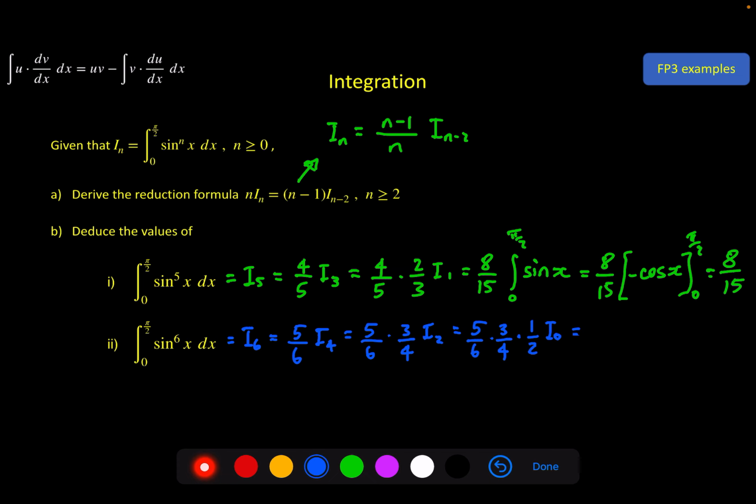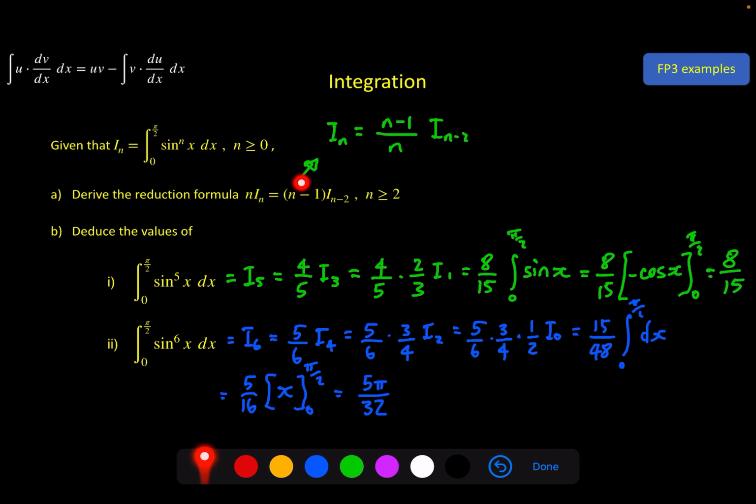So on the top we've got 15 over 24, 48 times the integral from 0 to pi by 2 of dx, which is just x. So when you put that, let me write it out. We've got 15 over 48, that is 5 over 16 times x from 0 to pi by 2, which of course is just pi by 2. So we end up with 5 pi by 32 as our final answer.